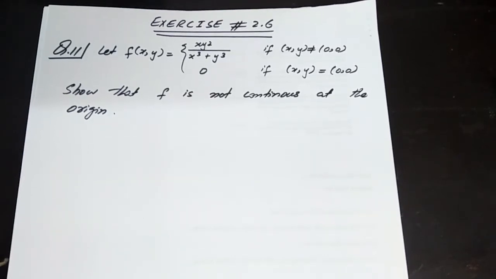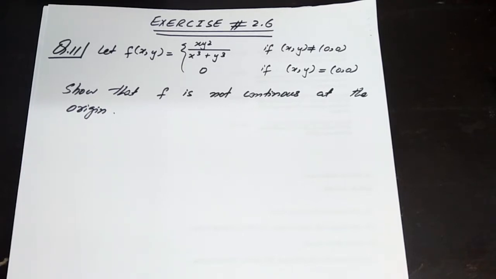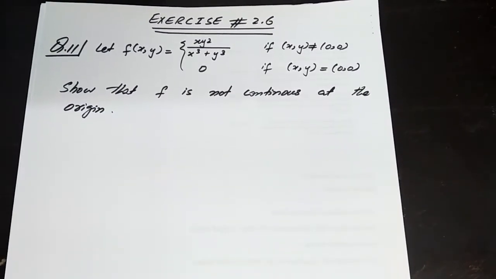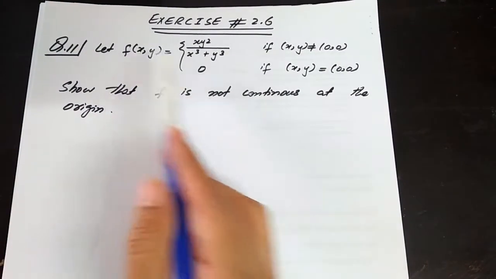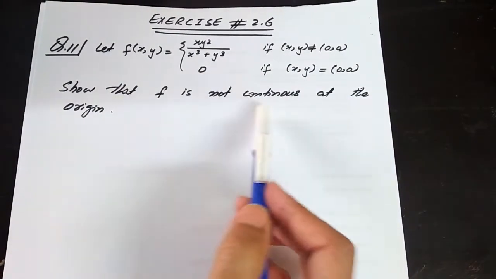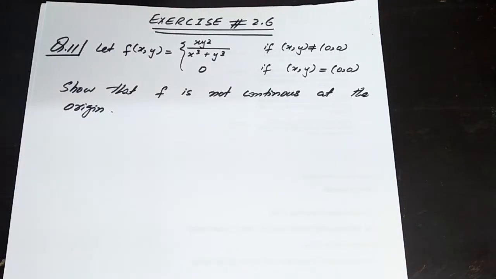Exercise 2.6 from the Calculus SM Yusuf book, question number 11. Let f(x,y) equals xy squared over x cubed plus y cubed if (x,y) is not equal to (0,0), and f(x,y) is equal to 0 if (x,y) is equal to (0,0). Show that f is not continuous at the origin.